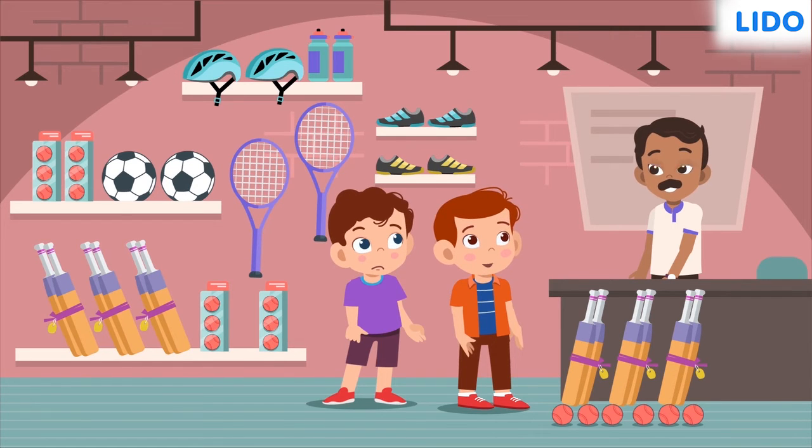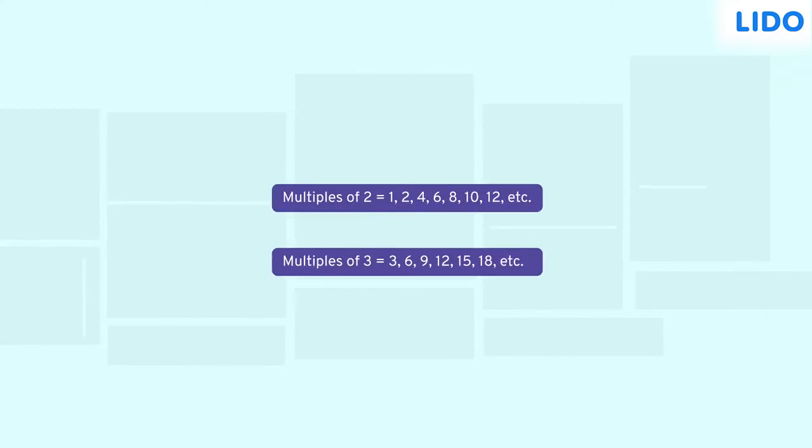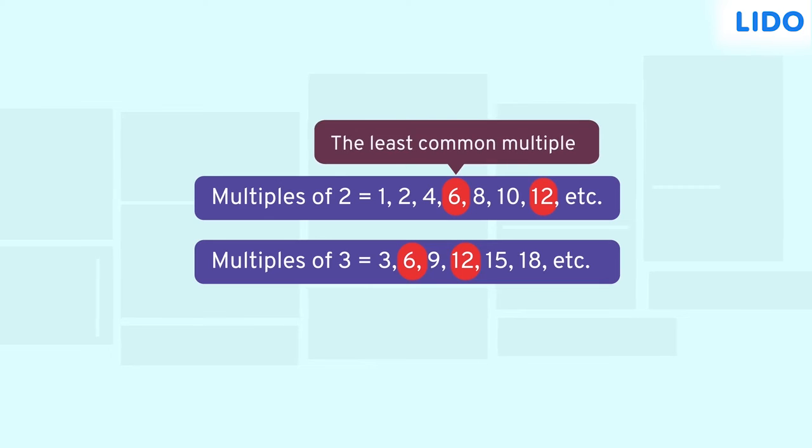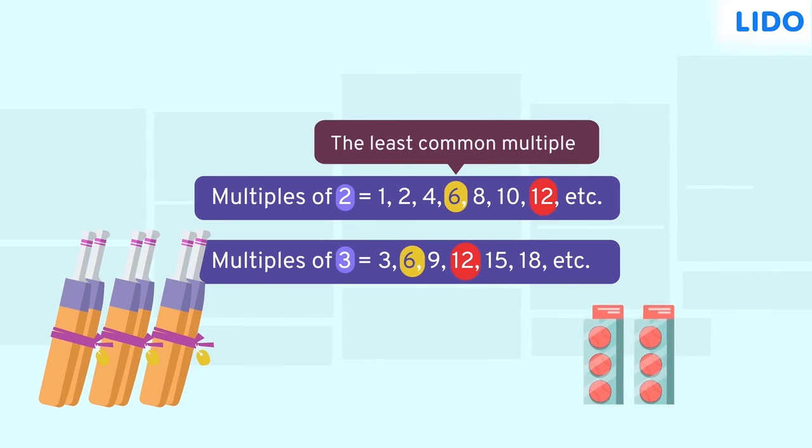Amazed, Ram asked the uncle how he figured this out. The uncle explained that he applied the concepts of multiples and least common multiples to figure it out. He explained to Ram that since 6 is the smallest common multiple of 2 and 3, he had to buy 3 pairs of bats and 2 packs of balls to make the number equal.